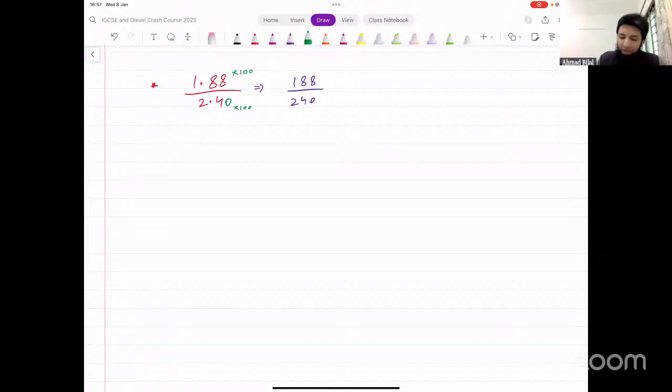And now you can do simplification of this. You can do cancellation. Are they both divisible by 4? Yes, they're both divisible by 4. You can see 240 over 4. That's going to give you 60. 188 over 4. How do you do this?